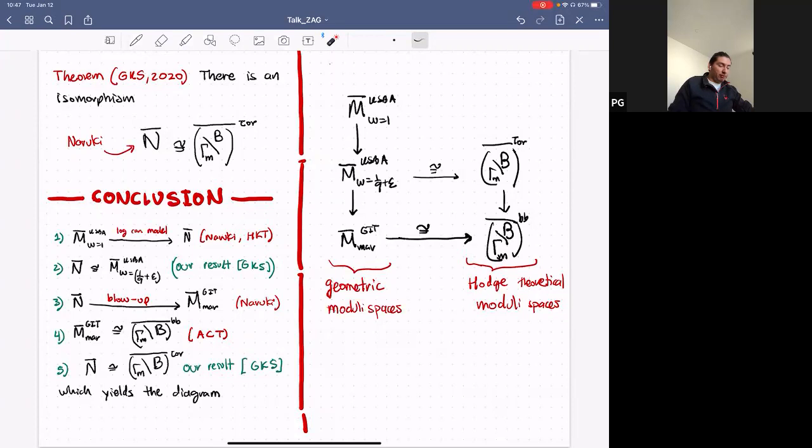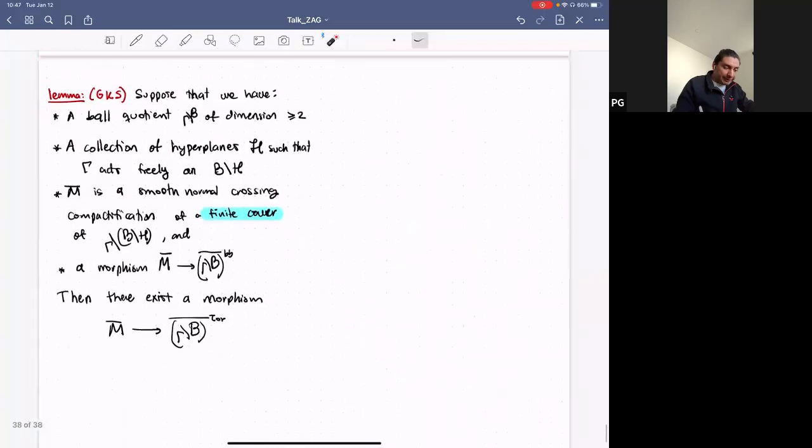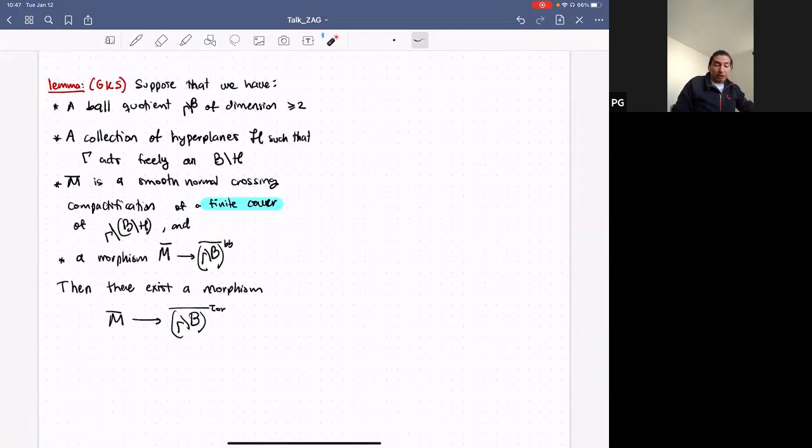So just because I have a couple of minutes, let me say that to prove this theorem, we actually have a slightly more general setting, which I will write next. This is the lemma that actually has to be proven, an extension result that works for ball quotients. You have a ball quotient of dimension at least 2, and you have a smooth normal crossing compactification, then under relatively mild conditions, you can extend. What I'm trying to say is that if you have a normal crossing compactification with very mild conditions, then it will extend to the toroidal compactification of a ball quotient. And this is expected from this sort of behavior of normal crossing compactifications.